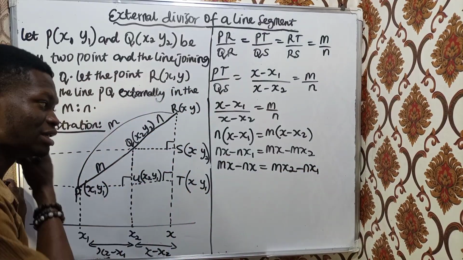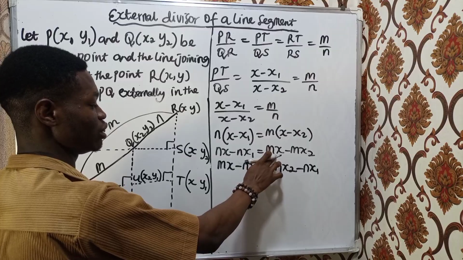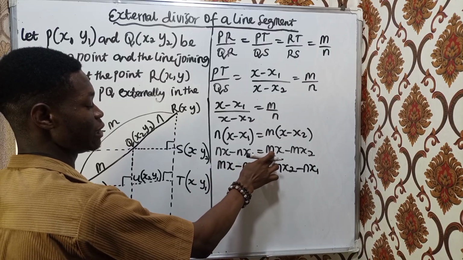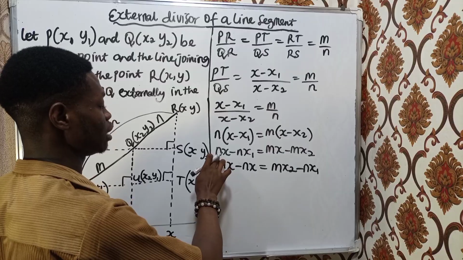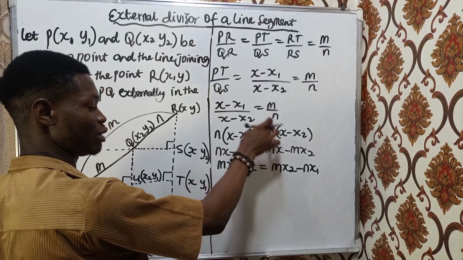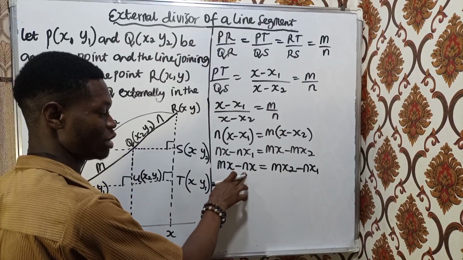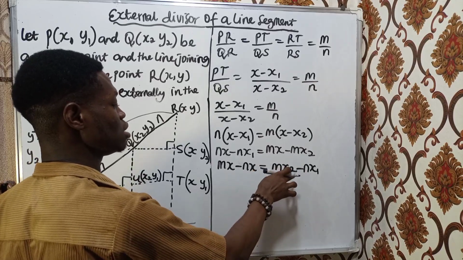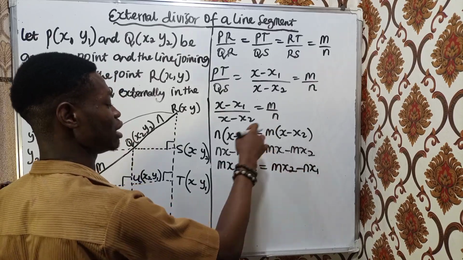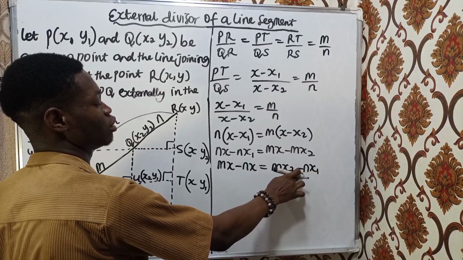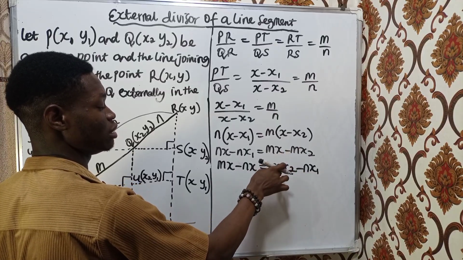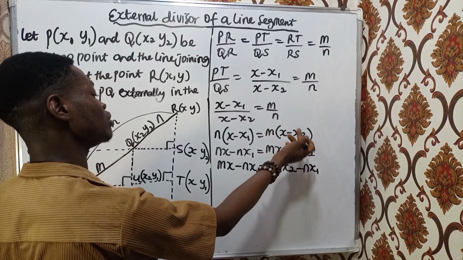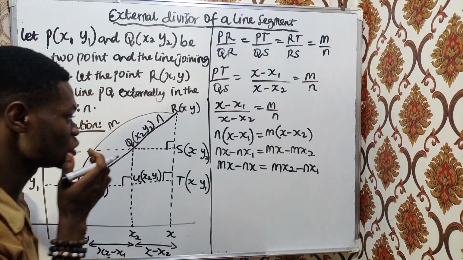Do you understand what I did? This one is already here. Then I carry this one and go to this side, it turns to minus. Now this one is here, I carry this one and come here, and it becomes plus. So that's what I did.